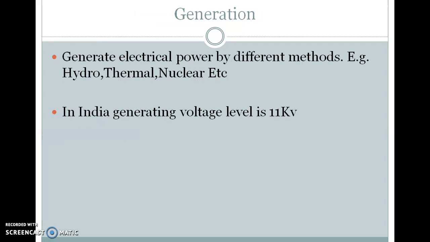Before that, what is generation? Generation is nothing but generating electrical power by using different methods, like hydro station, thermal station, nuclear station, wind, solar. So a lot of methods are there to produce electrical energy. In India, the generating voltage level is 11 kV. Whether it is a hydro, thermal or nuclear station, the generating voltage in India is 11 kV.